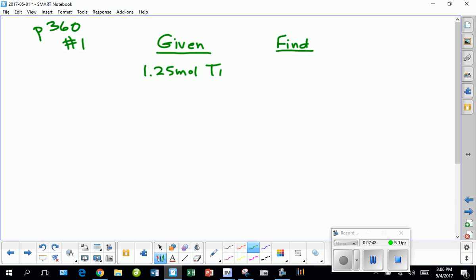TiO2. And what are we supposed to find? Okay, mass. Okay, what mass of Cl2 is needed?